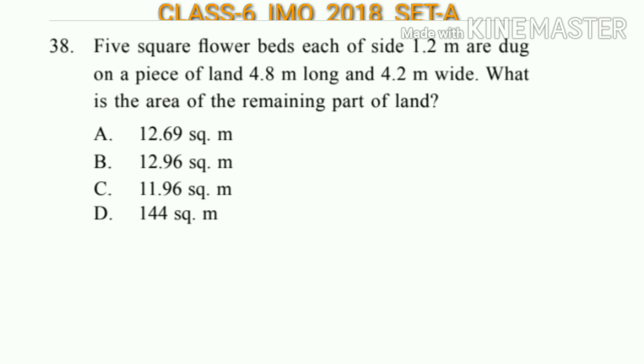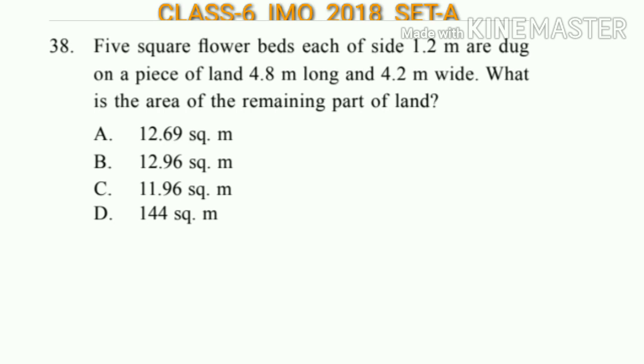Question number 38. 5 square flower beds, each of side 1.2 meter, are dug on a piece of land 4.8 meter long and 4.2 meter wide. What is the area of the remaining part of land?